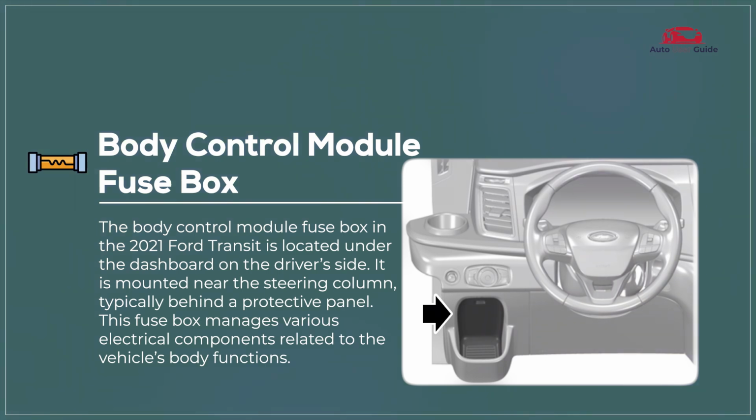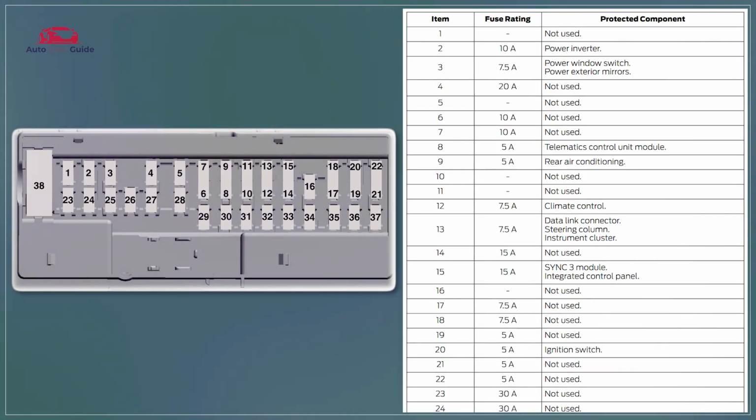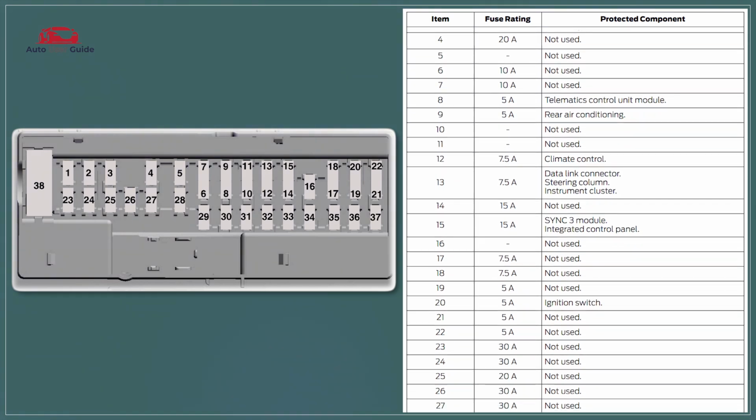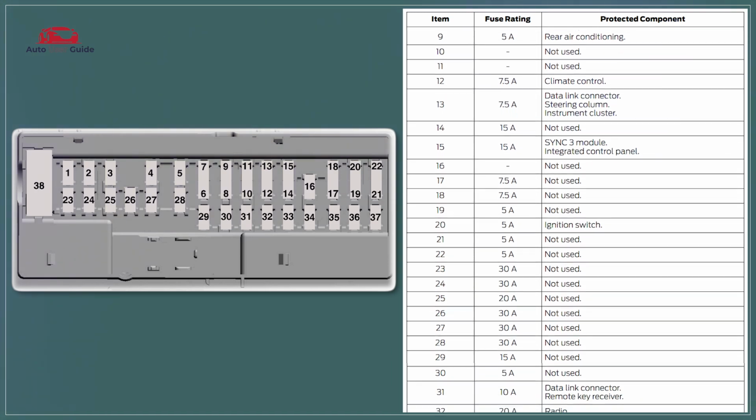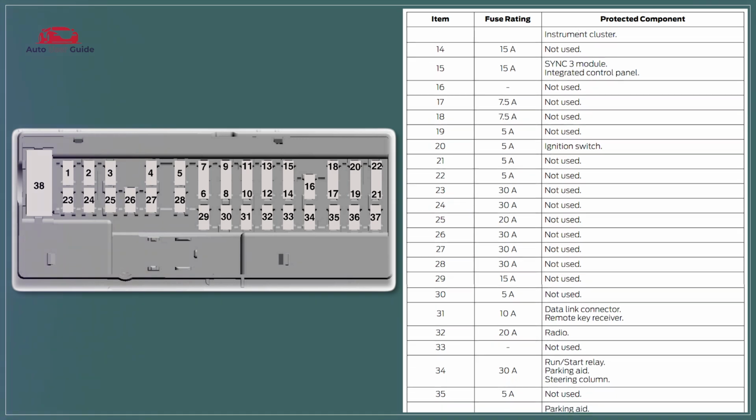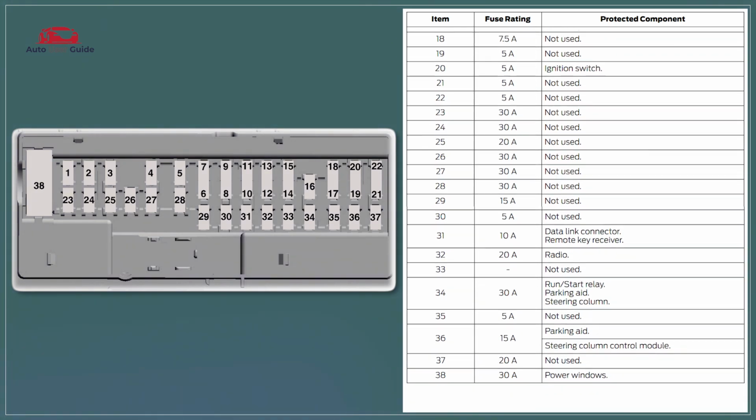Body control module. The 2021 Ford Transit body control module (BCM) fuse box controls key electrical functions like power locks, exterior lighting, and windshield wipers. Located in the cabin, often under the dashboard, it manages body-related systems.